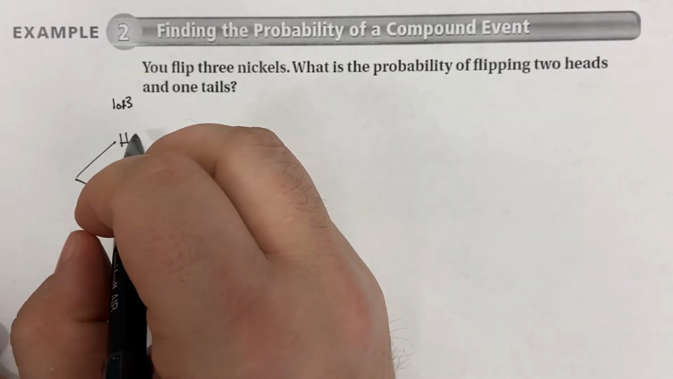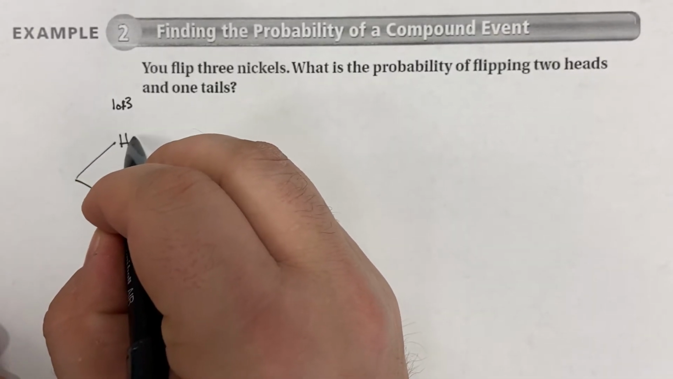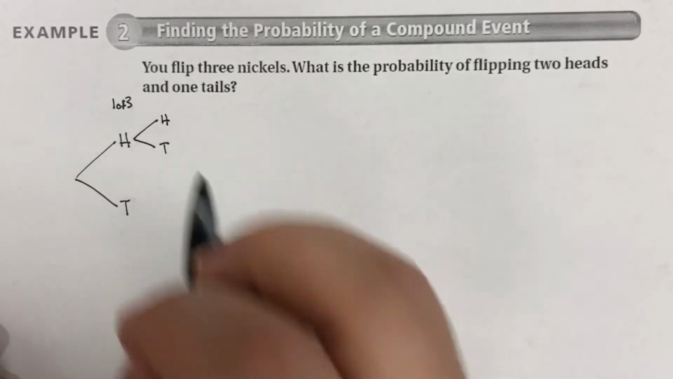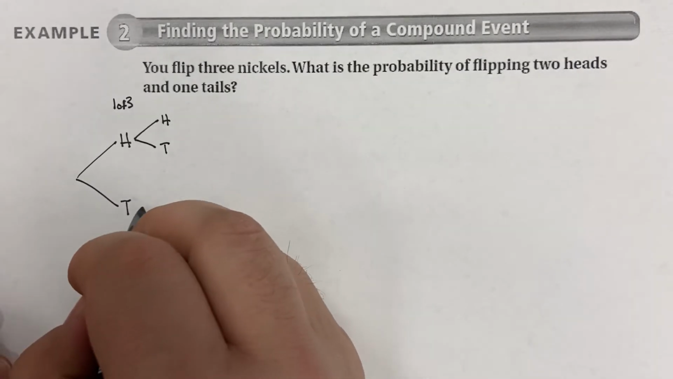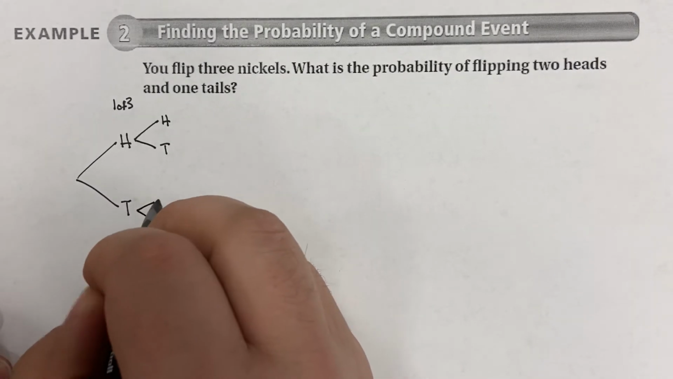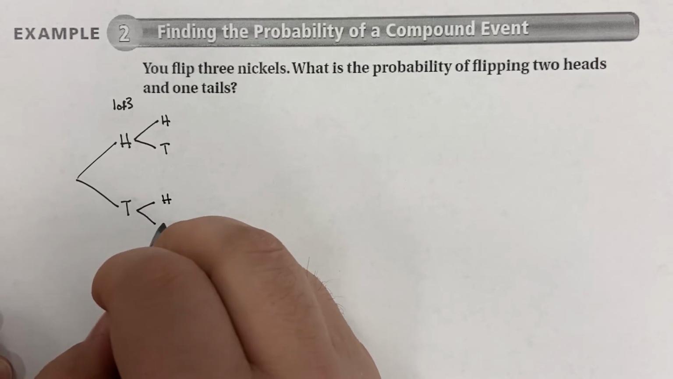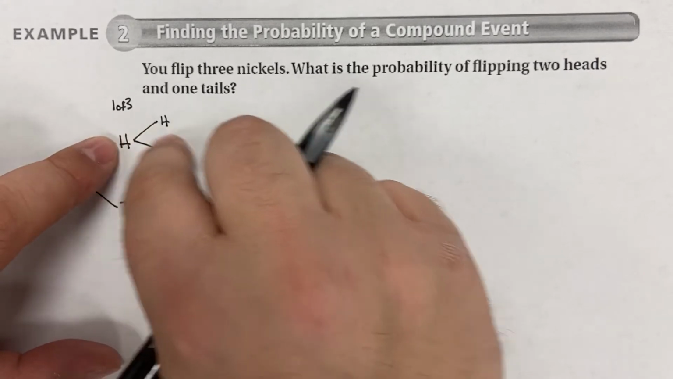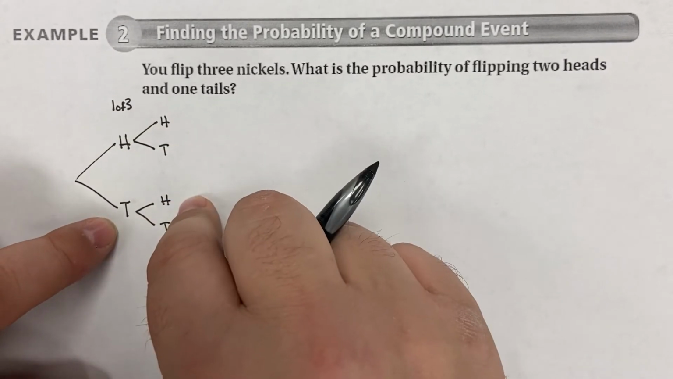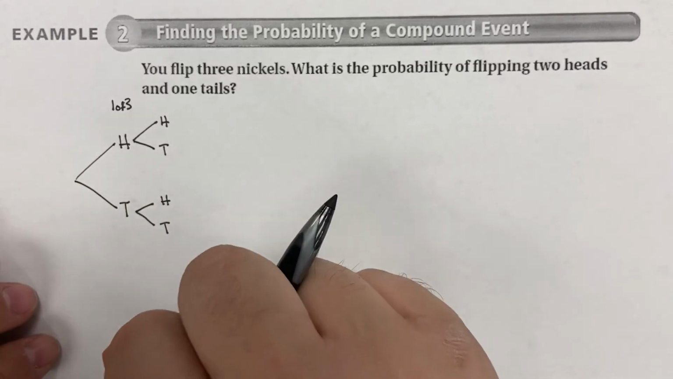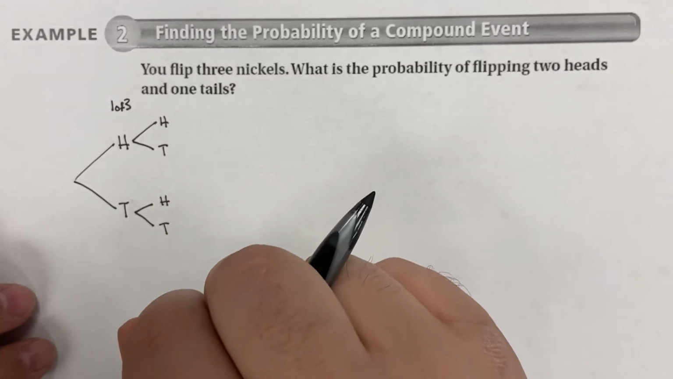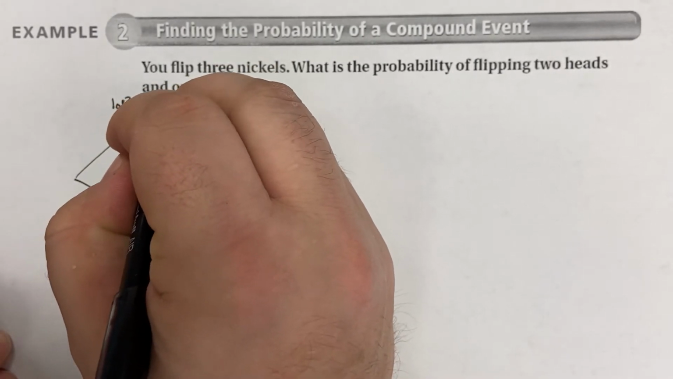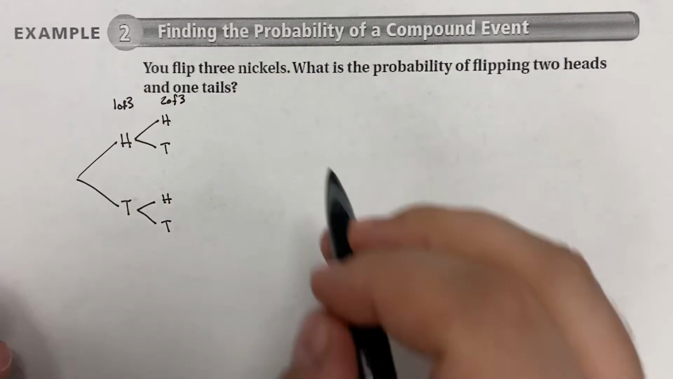So when we flip the next nickel, or the same nickel, its options are heads or tails. Because the first nickel could have been heads and then a heads, or a heads, then a tails, or a tails, then a heads, or a tails, then a tails. Hopefully you're starting to see how a table might be a little bit overwhelming. So now we've done 2 of 3, because remember, we have 3 nickels.